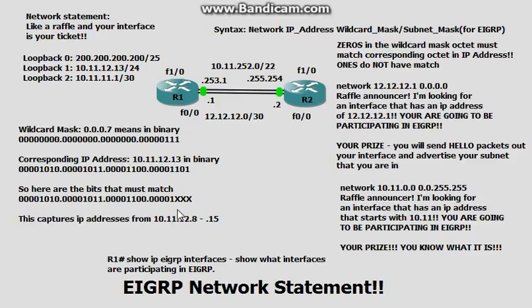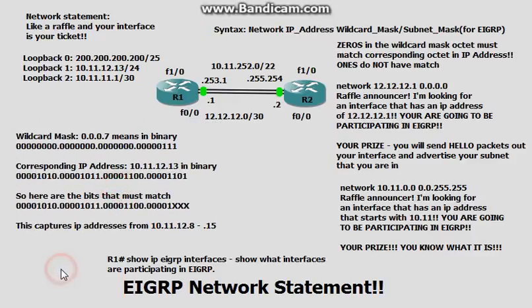Now if you convert that back into the numbering system, we get 10.11.12. This bit right here is going to be at least 8 if these are all zeros, and if these bits right here are all turned on, meaning 1, we have a .15. So that is a quick breakdown of what the wildcard mask means and how the bits have to match. Zeros must match and ones do not have to match.